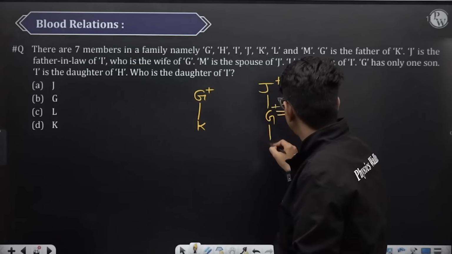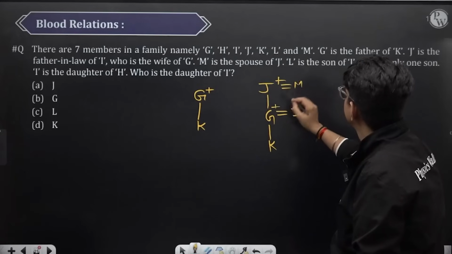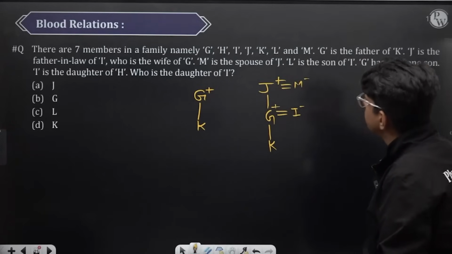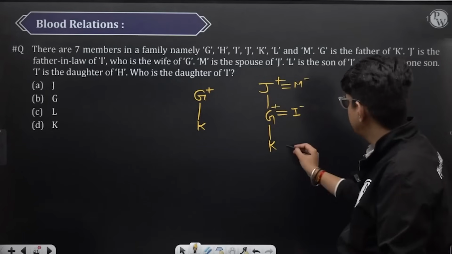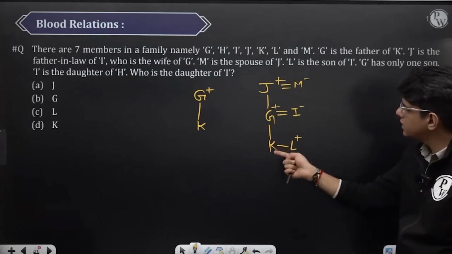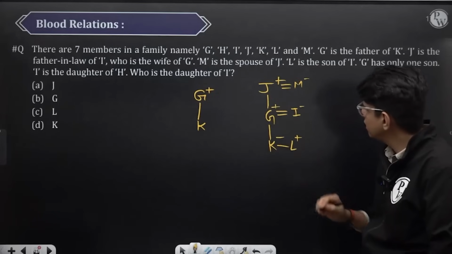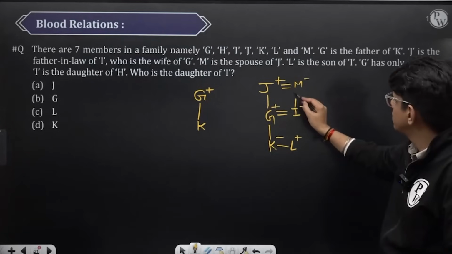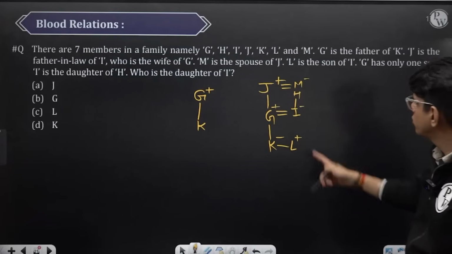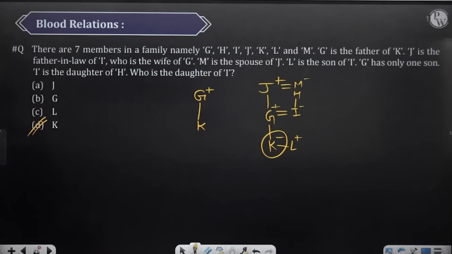So in this I can place this. What else? M is the spouse of J. So M is here. M is the spouse, wife of J. L is the son of I. This is a sibling relation represented by a horizontal line. G has only one son. If G has only one son, K is a female. I is the daughter of H. Right? Who is the daughter of I? So the daughter of I is K. Okay, so the answer will be K here. Right? Let's move to the next question.